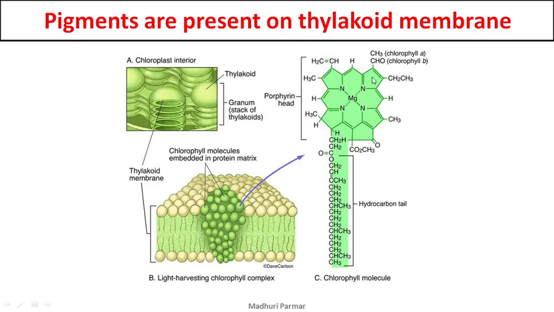Here, if it is a methyl group, then it will be chlorophyll A, and if it is a CHO group, which is aldehyde, then it will be chlorophyll B. Clear?